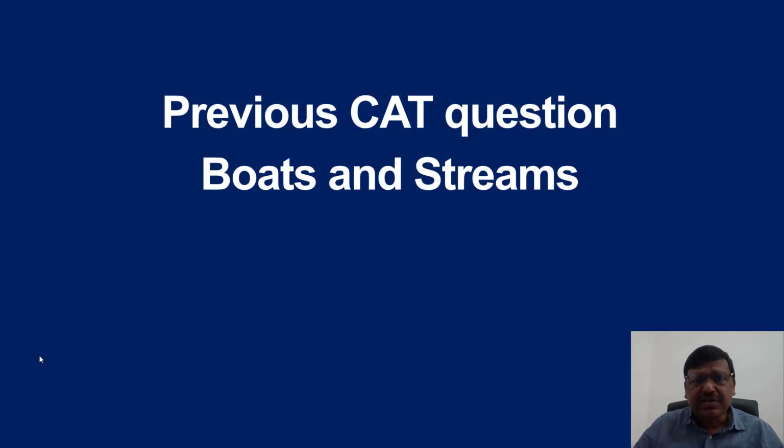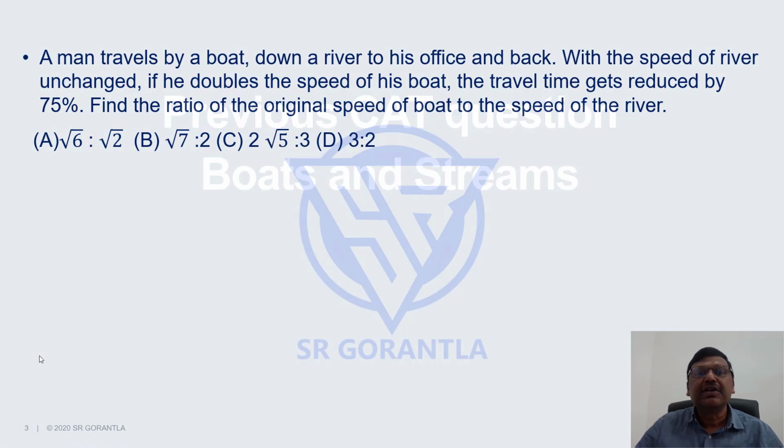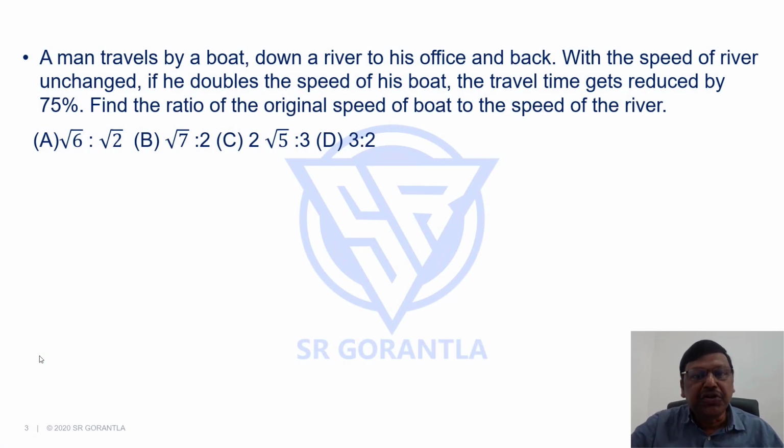In this session, we will discuss a previous CAT question, a question on boats and streams. Here comes the question. Can you please make an attempt and then continue watching this? Right. The question says, a man travels by boat down a river to his office and back. With the speed of the river unchanged, if he doubles the speed of his boat, the travel time gets reduced by 75%. Find the ratio of the original speed of the boat to the speed of the river.